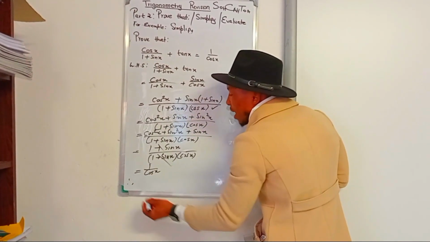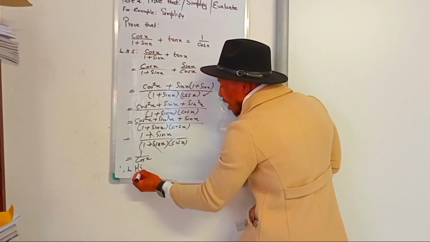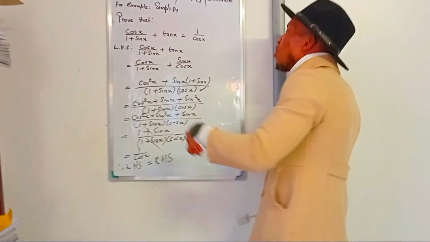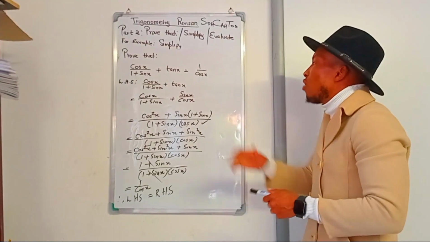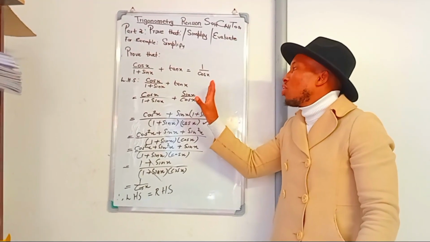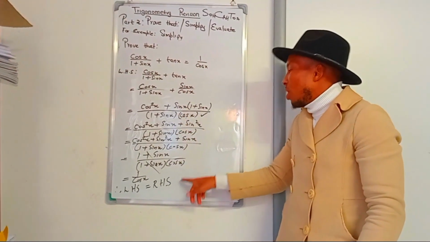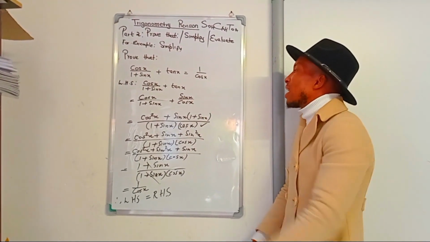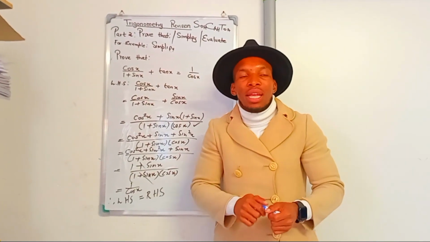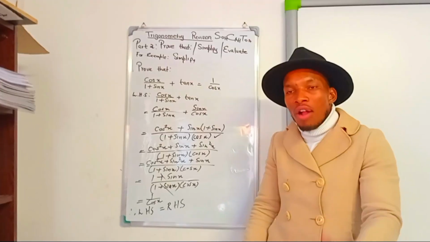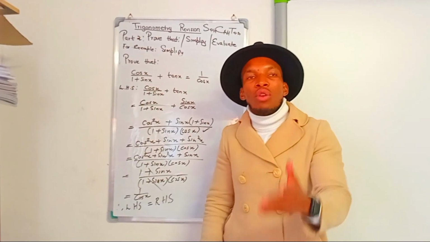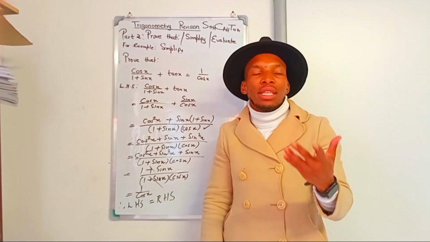Then, to make a conclusion, left-hand side is equal to right-hand side. That is how you prove an identity. You need to choose a side, then simplify that side to look the same as the other side. It's about simplifying. We have part 2, whereby we need to solve, simplify and evaluate by using your trig identities.